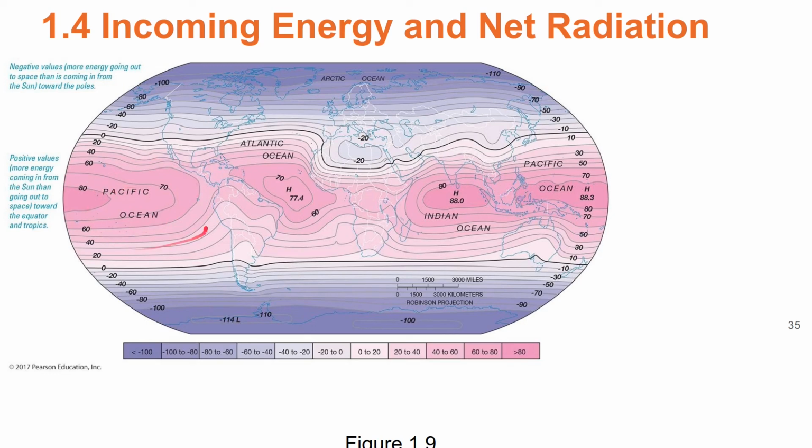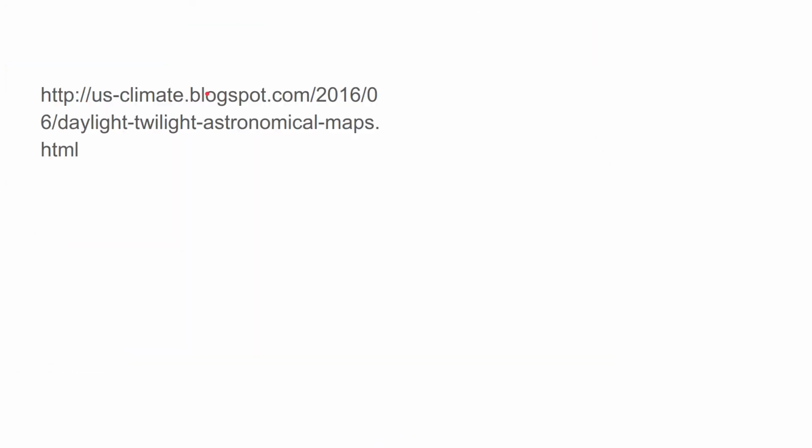So this area has a surplus. More energy is coming in here than going out. And then over here, more energy is going out from Earth than is coming in from the sun, because the energy comes in the tropics, and then it gets distributed to the poles by wind, by ocean currents.